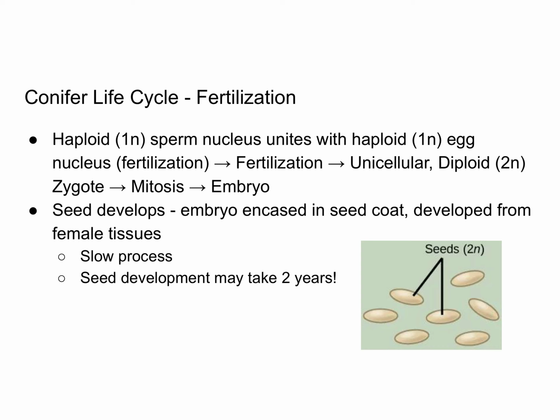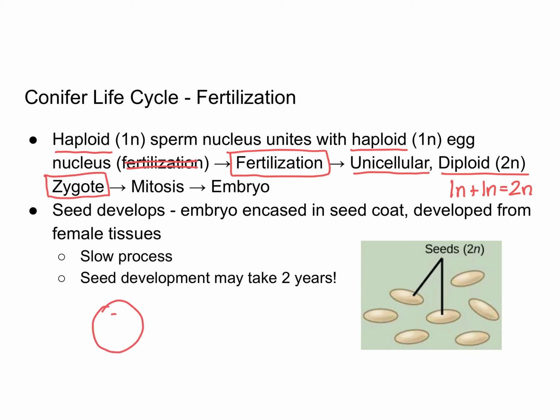So fertilization refers to the fusion of two haploid nuclei. So essentially a haploid sperm nucleus unites or fuses with a haploid egg nucleus. That is called fertilization. And then ultimately what that's going to do is form a unicellular, so a single cell, diploid, because remember we took one haploid plus a haploid and we get a diploid. And this is forming a zygote. And so the zygote is essentially the first cell with a diploid nucleus. And this is the fertilized egg.